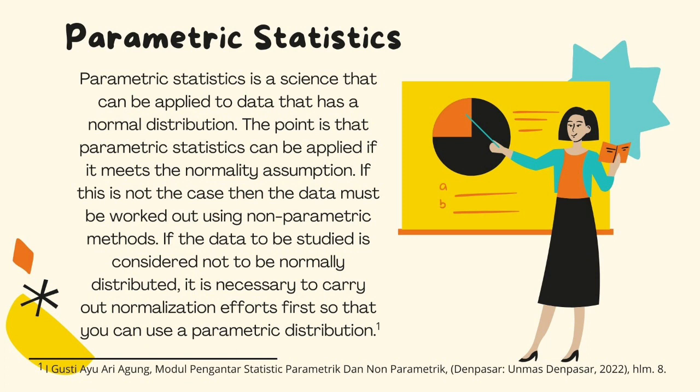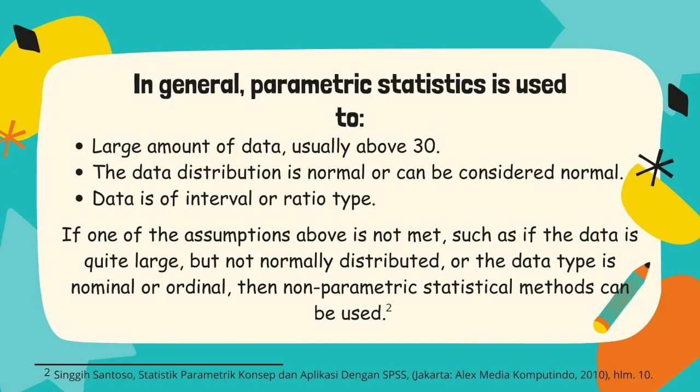If the data to be studied is considered not to be normally distributed, it is necessary to carry out normalization effort first so that you can use a parametric distribution. In general, parametric statistics is used for a large amount of data, usually above 30. The data distribution is normal or can be considered normal. Data is of interval or ratio type.